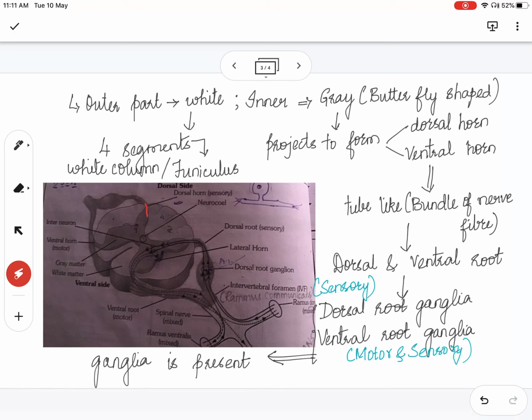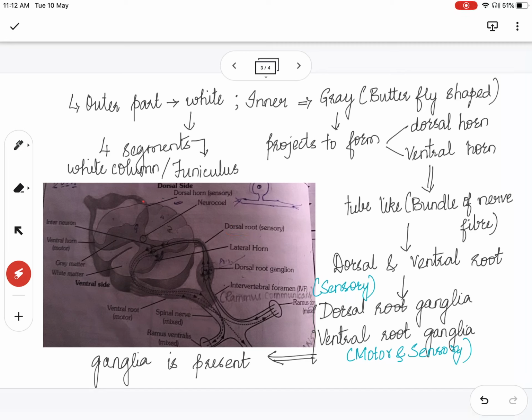So here what is happening? This is the dorsal horn, this is the ventral horn. Now this dorsal horn and ventral horn is going to continue into a tube-like structure. That means tube in the sense it's a bundle of nerve fibers over there. That bundle of nerve fibers itself is called as dorsal root. If you can see over here also it is labeled.